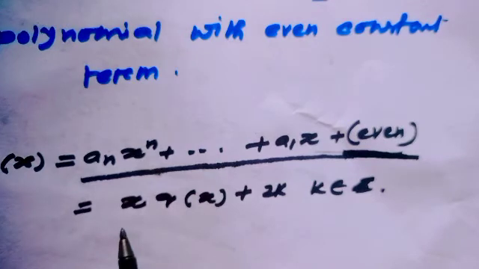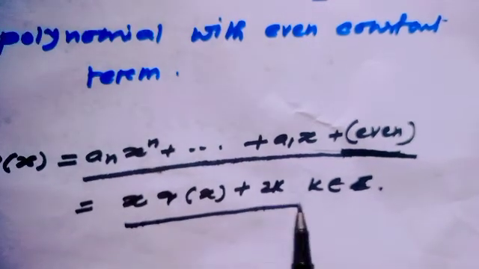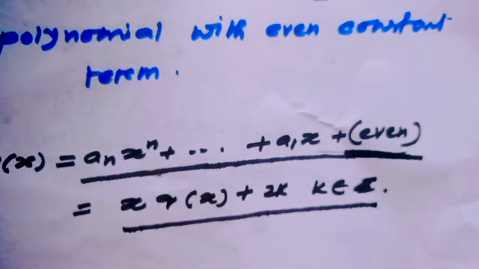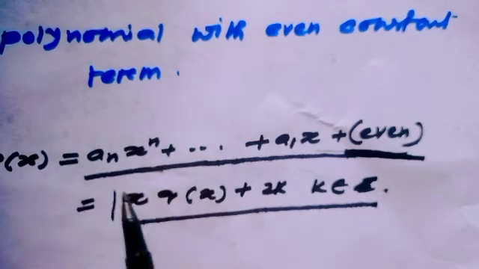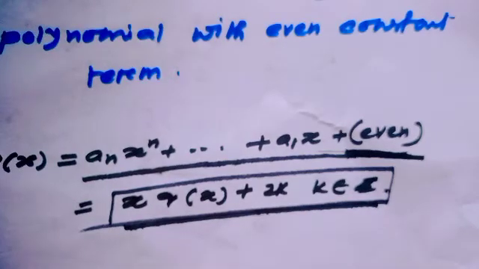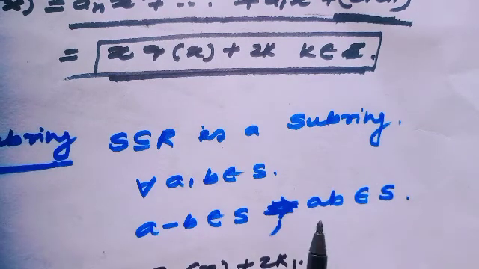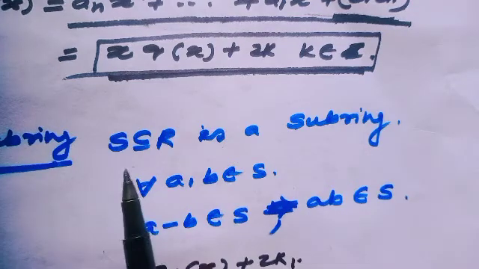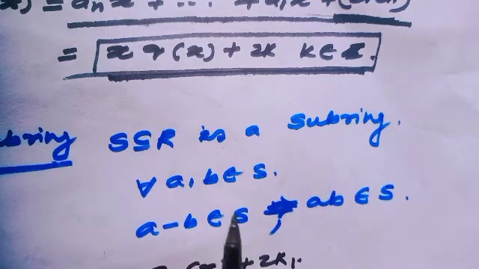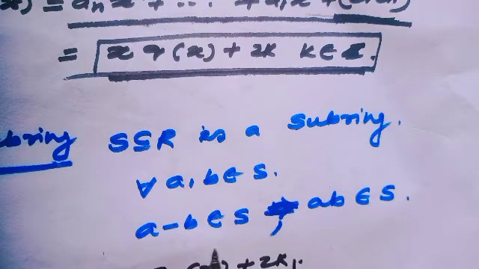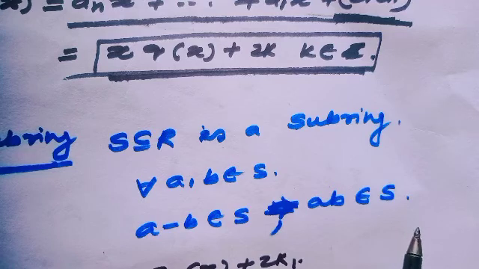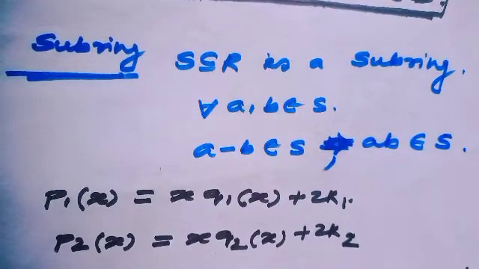We can easily write it as x times q(x) plus 2k, where k belongs to the integers. Actually, the form of the polynomial will be this type of form. To prove ideal, at first we have to check the subring test. We all know for the subring test, if the set S is a subring, then for all a, b belonging to S, their difference also belongs to S and their product also belongs to S.